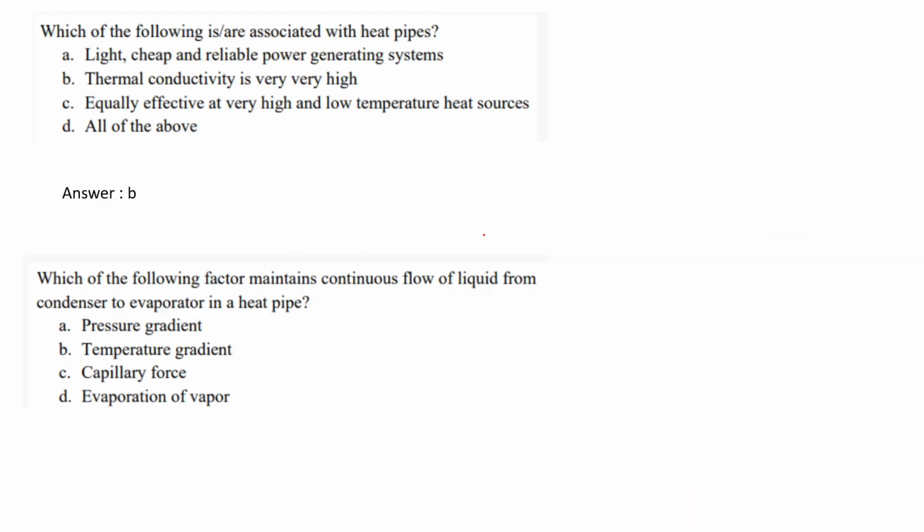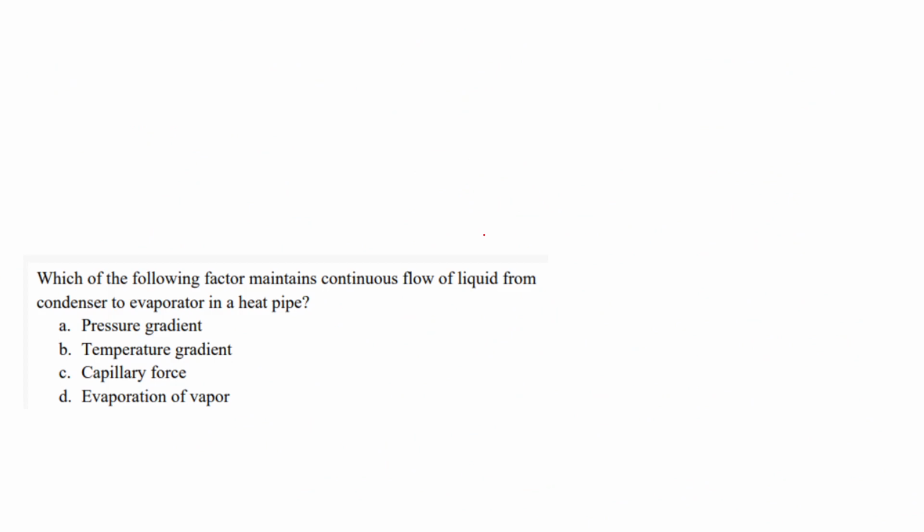Now we will go to the next problems. It's a theory question which you will see in the NPTEL portal assignments for week 6 and week 7. The first question is: which of the following factors maintains the continuous flow of liquid from condenser to evaporator in a heat pipe? The options given are pressure gradient, temperature gradient, capillary force, and evaporation of vapor.